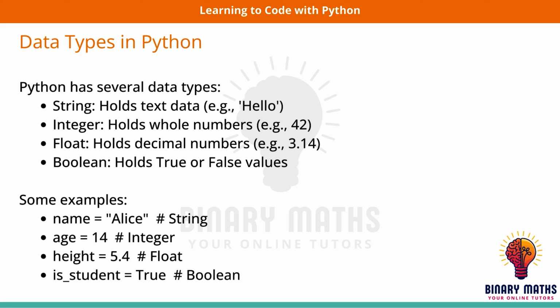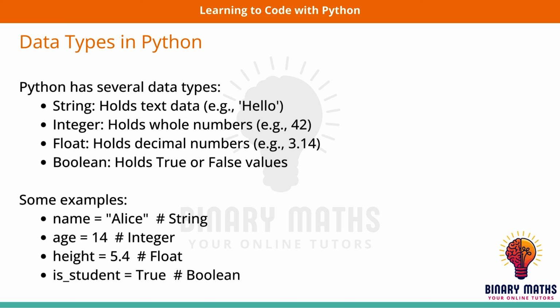So Python has several data types, as we've seen, that we use to store different kinds of information. Now again, just to summarize and recap, these include string, which holds text and data like hello. Integer holds whole numbers like 42. Float holds decimal numbers like 3.14. Boolean is another data type which holds true or false values. So understanding these data types is crucial for writing effective programs.